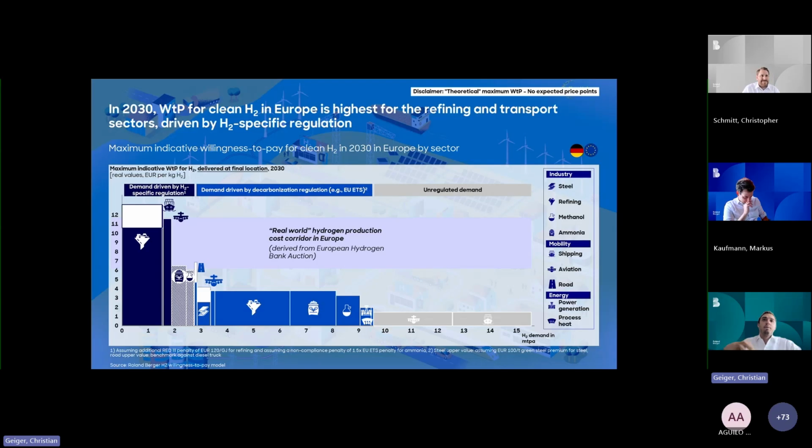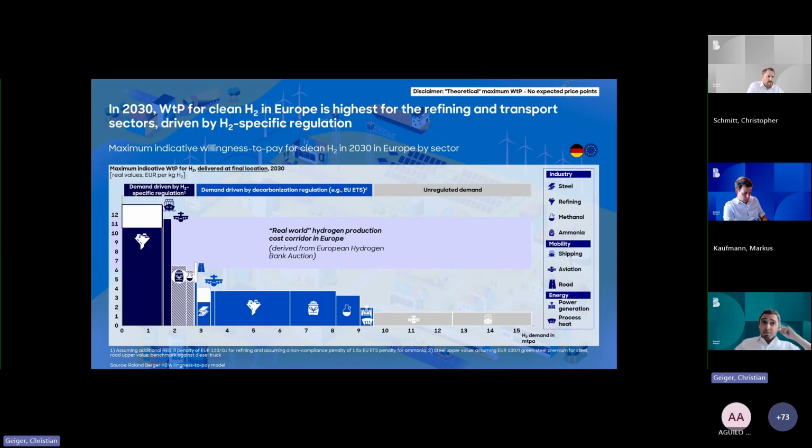And here, the light purple shape indicates the real-world hydrogen production cost corridor in Europe, derived from a European Hydrogen Bank auction. So, as you can see, the production cost corridor really meets the willingness to pay for these specific end-use segments, and these are actually the segments where we believe real cost competitiveness is being created. So these end-use segments really have a sufficient willingness to pay to actually meet the production cost in Europe.